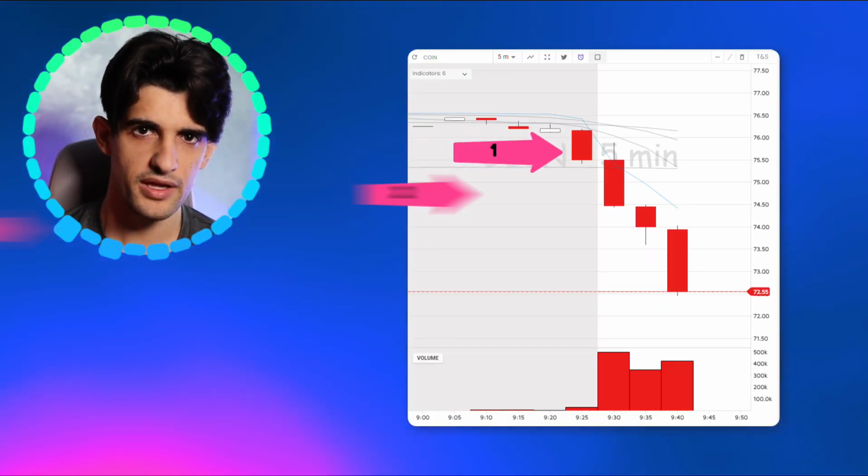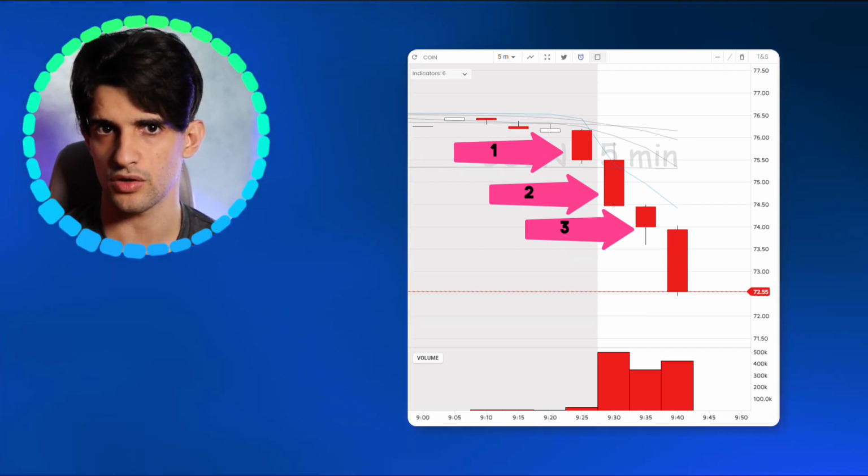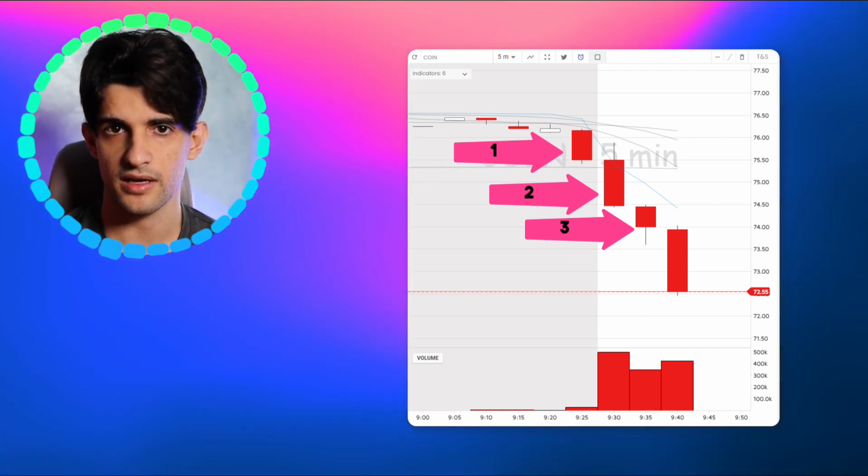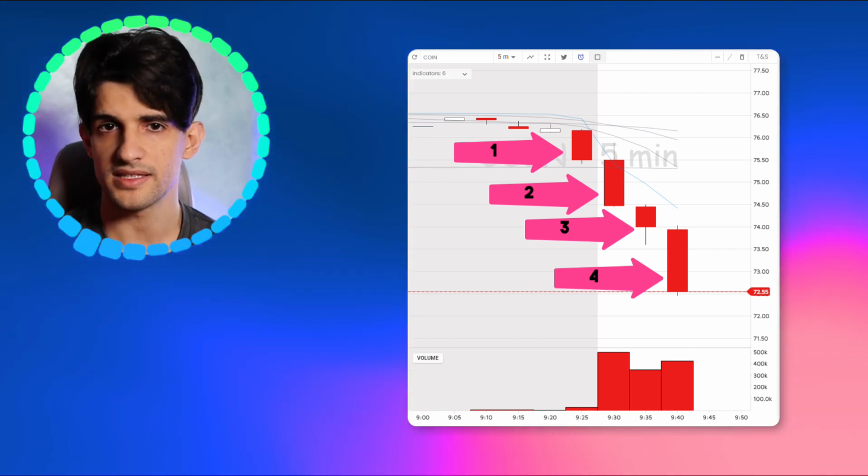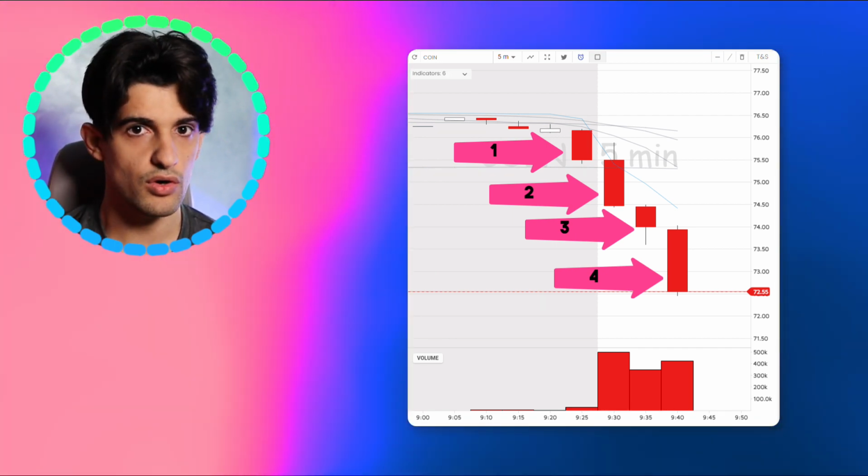The first thing you need to find when you're playing reversals is a stock that made at least 3 consecutive 5-minute candles in a row. 3 candles that made higher highs and higher lows. And the more, the better. These candles should be either average or big.